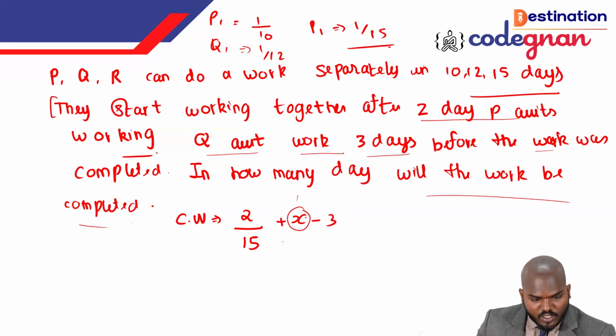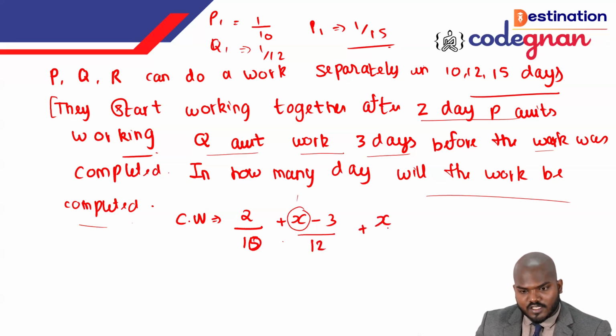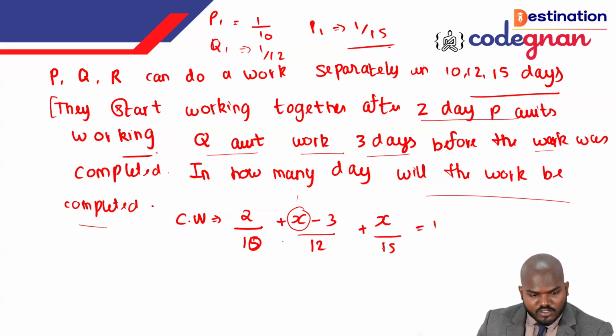Okay, once I take this value, sorry, this is for 10. P's 1 day work is equal to 1/10, and Q's 1 day work is equal to 1/12, and then x is how many days it will take to finish the total work. So that is 15 is equal to 1. If you take the LCM, you can reduce this one to 2 times 5. If you take the LCM of this, guys, we will get 60 directly.